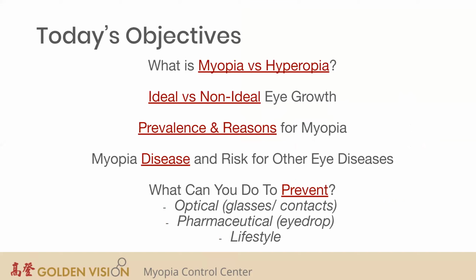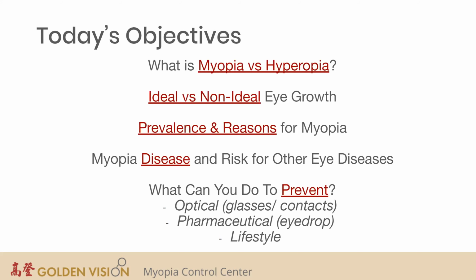We want you to understand what myopia is versus hyperopia, which is opposite to myopia. And we want to talk about what is normal growth of the eye and what is abnormal growth of the eye. We will learn about the prevalence, how prevalent myopia is worldwide, and the reasons for myopia or nearsightedness to develop. And we will talk about some of the eye diseases associated with myopia and what we can do to prevent it.